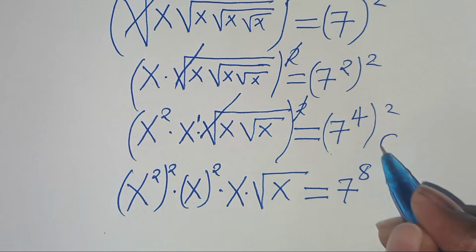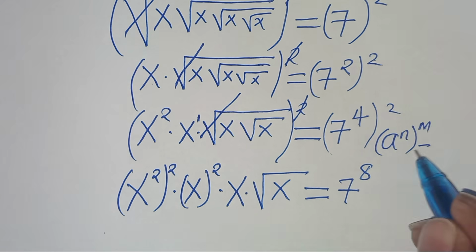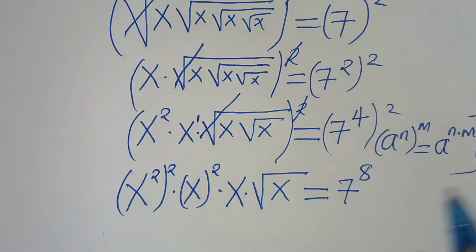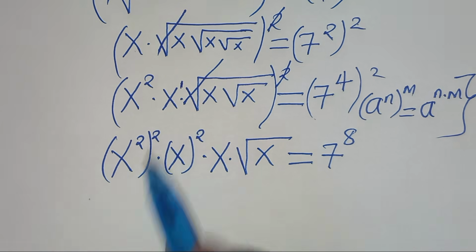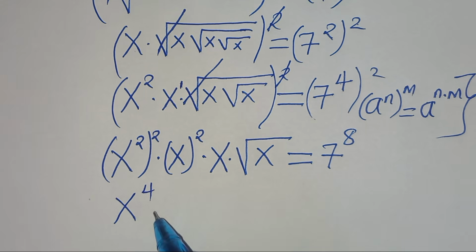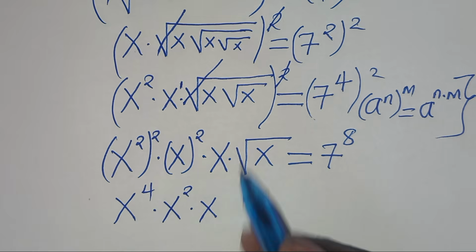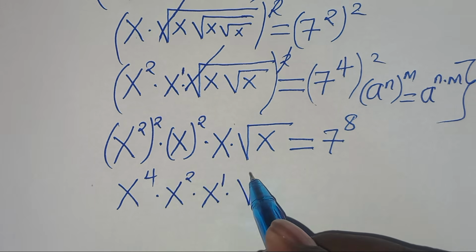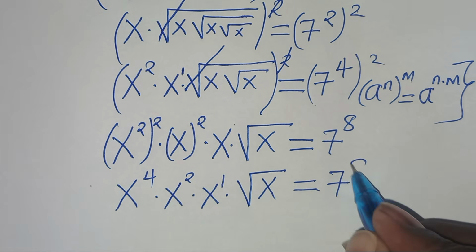Remember, this is in the form of a to the power of n raised to the power of m, which we can express as a to the power of n multiplied by m. Now, the next step is that here we have x to the power of 2 times 2, which is 4, times x to the power of 2 times x. This is x raised to the power of 1, then multiplied by square root of x. This is equal to 7 raised to the power of 8.